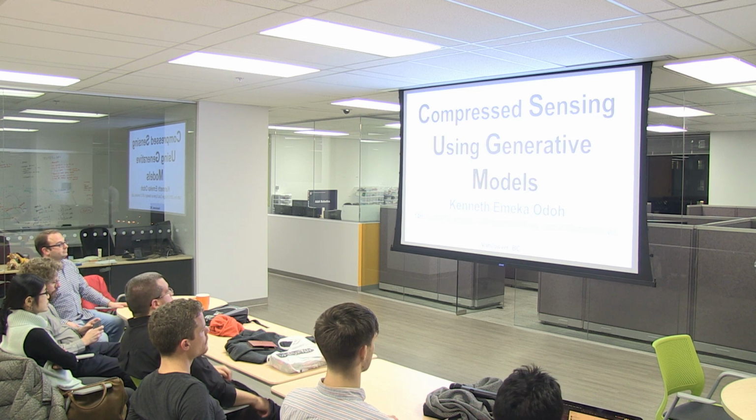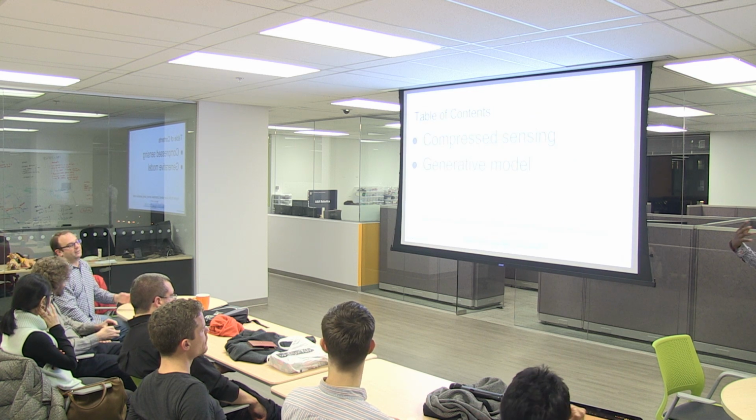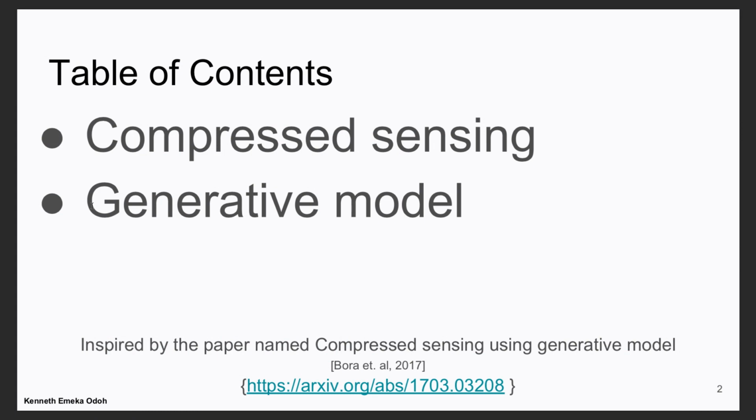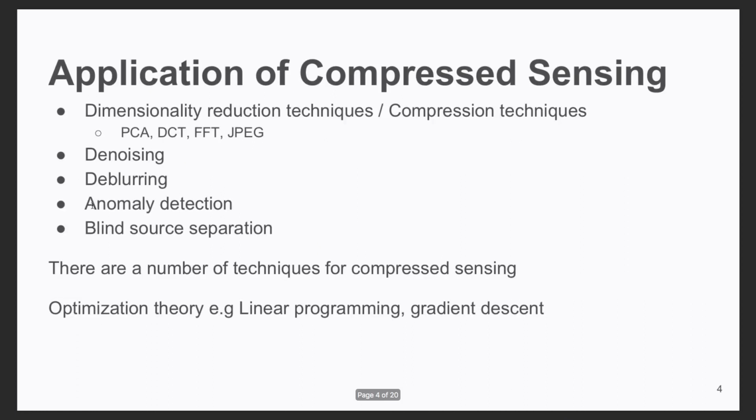So my talk is about compressed sensing using generative models. We want to know what compressed sensing is and what generative models are. Compressed sensing is a way of recovering information from a set of signals. If you have a set of measurements, and a matrix that helps you map it, and then this is the value you're recovering, you have an underdetermined system. That's where the number of rows in the matrix is fewer than the number of columns in your conversion matrix. There are a number of applications of compressed sensing and dimensionality reduction techniques.